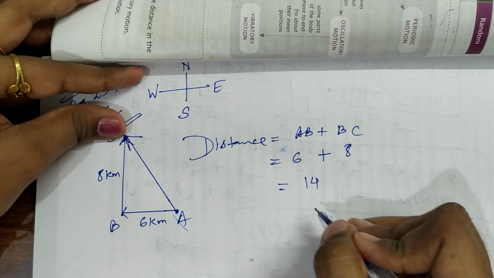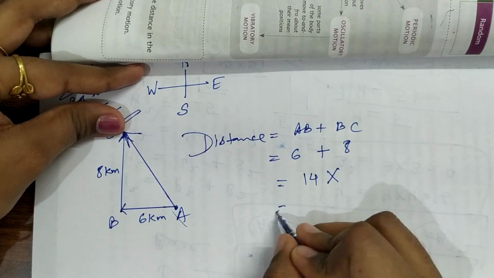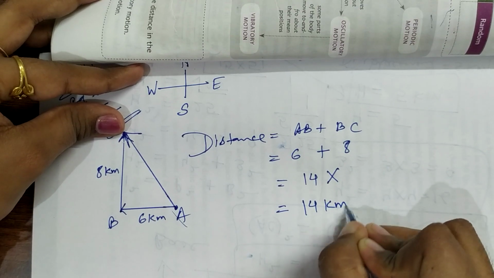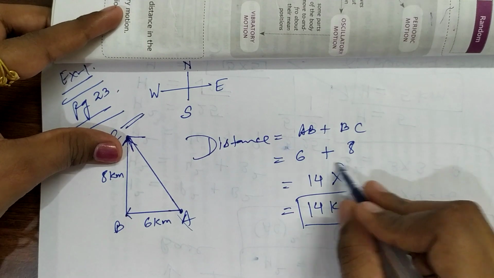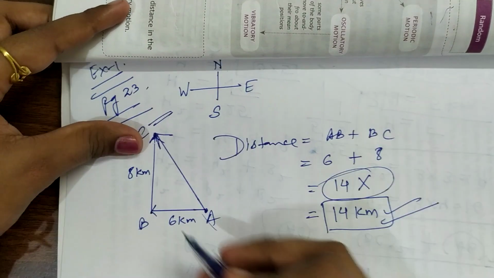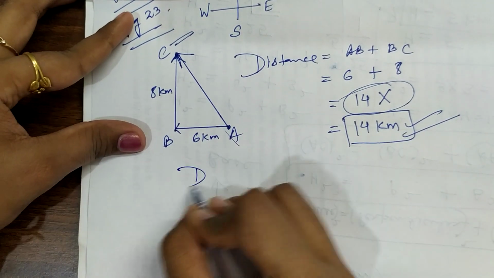Now is this 14 the only answer? No. Without unit, it is not the correct answer. So correct answer is 14 kilometer. So this is your distance covered. So whenever you have to determine the distance, you need to add the actual values. Now for displacement, children.